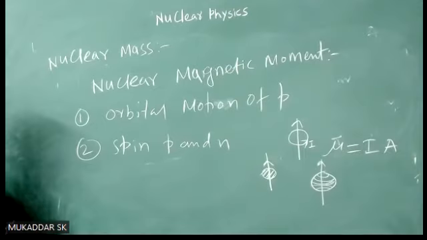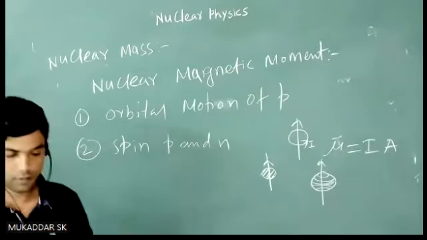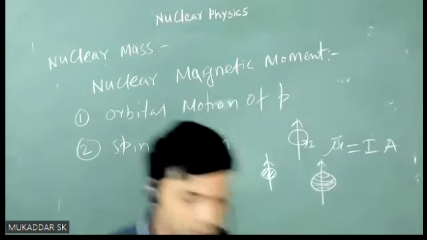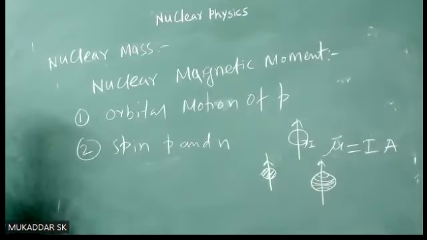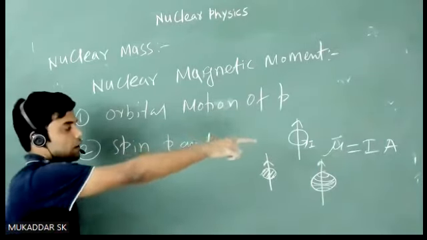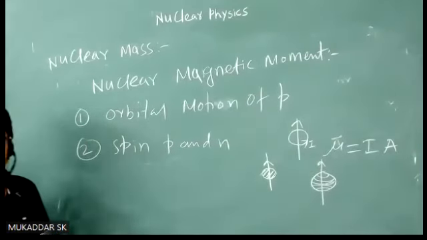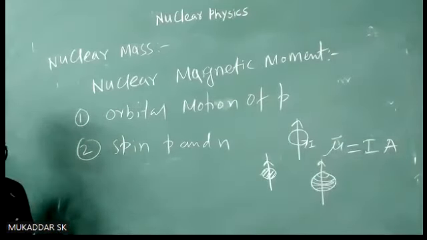Sorry, your voice is not clear. Repeat? Yes, sir. Sir, it means proton will provide magnetic moment due to orbital motion and due to its spin. Exactly. So during orbital motion, it will produce magnetic moment. During spinning also, it will contribute to magnetic moment. Is it clear? Yes, sir. Anyone asking a question?